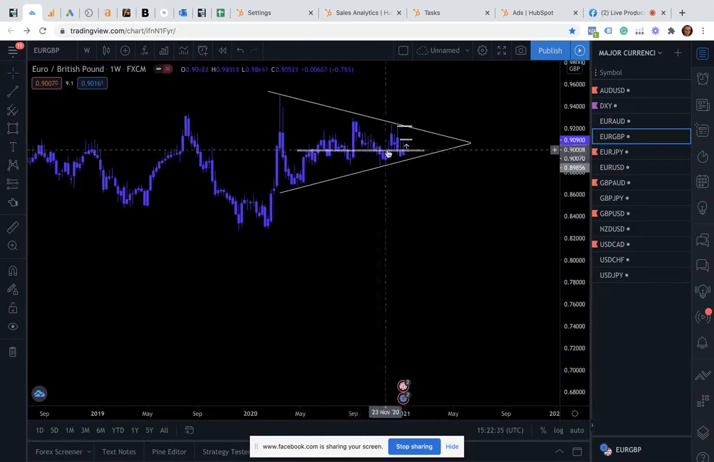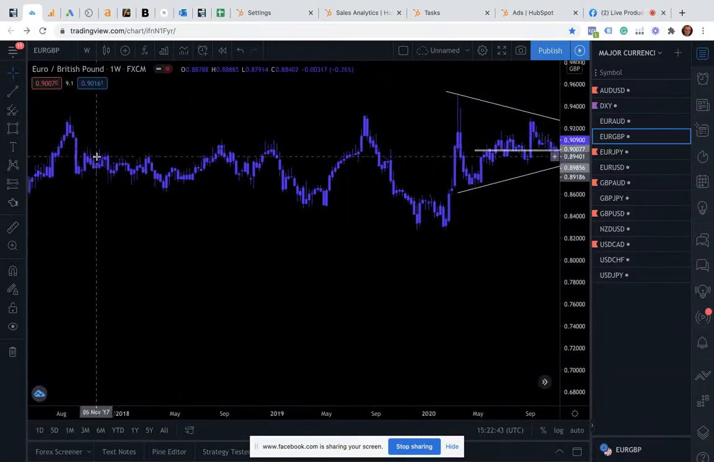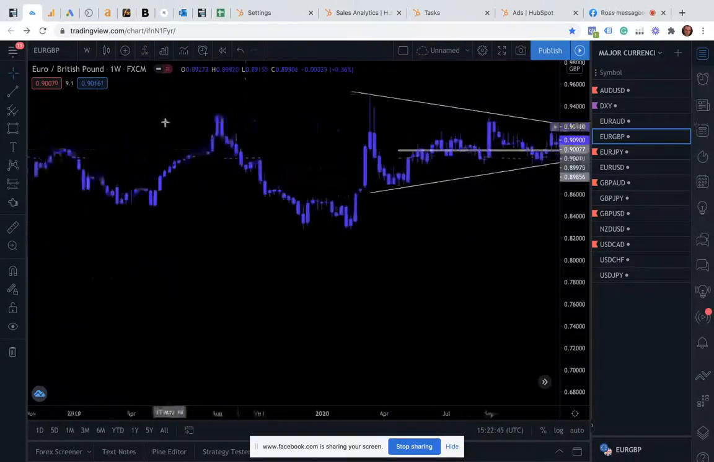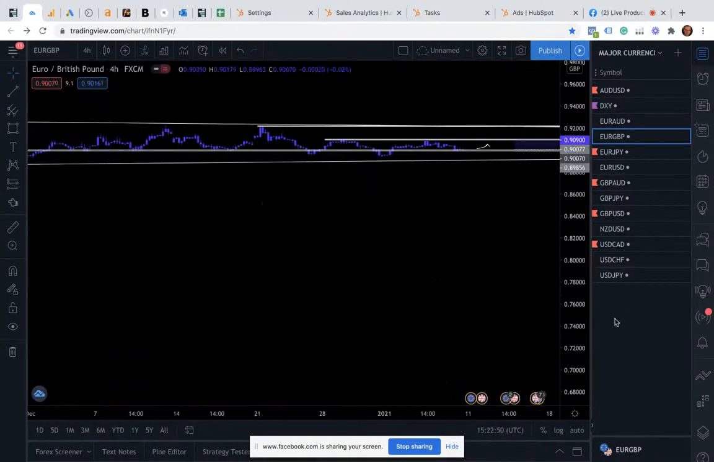So again, starting on the weekly, we can see we have got quite a big zone here. This is one of the zones that we've marked out. It's of really high interest to us. You can see how well it's been respected over time. So let's just pop down to the 4 hour and see exactly what we're looking at.